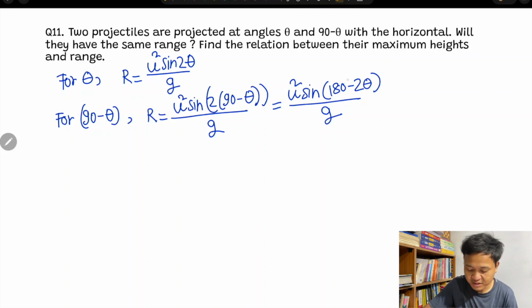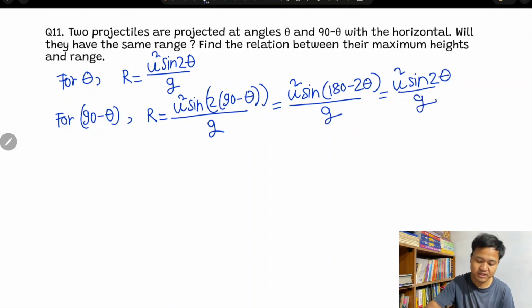So here if you see, you have 180 minus some angle, so it is in the second quadrant. See, we have done this in the basics. So in the second quadrant, is sine positive or negative? It is positive. And the function does not change for 180 plus or 360 plus. So here it is u square into sine 2 theta divided by g. So again you get the same value. Theta gives u square sine 2 theta by g, and 90 minus theta also gives u square sine 2 theta by g. So that means you have the same range.